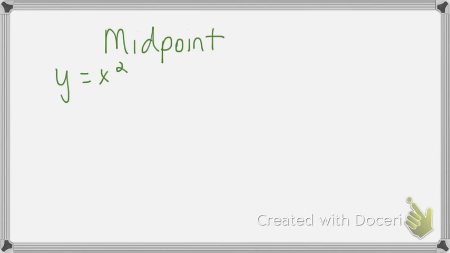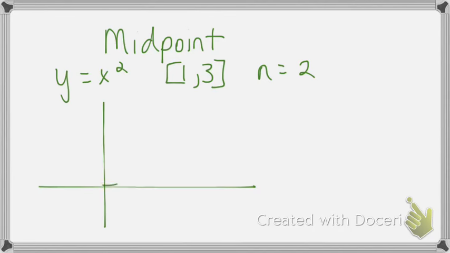I think midpoint is different. So I think I'm going to go ahead and use that same y equals x squared from 1 to 3, and we're going to let n equals 2. I'm going to draw it first, so you can see what it looks like.